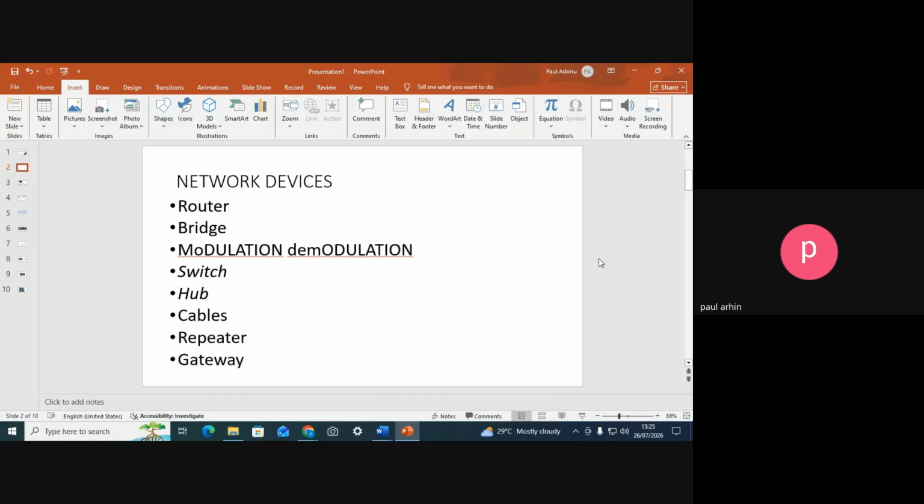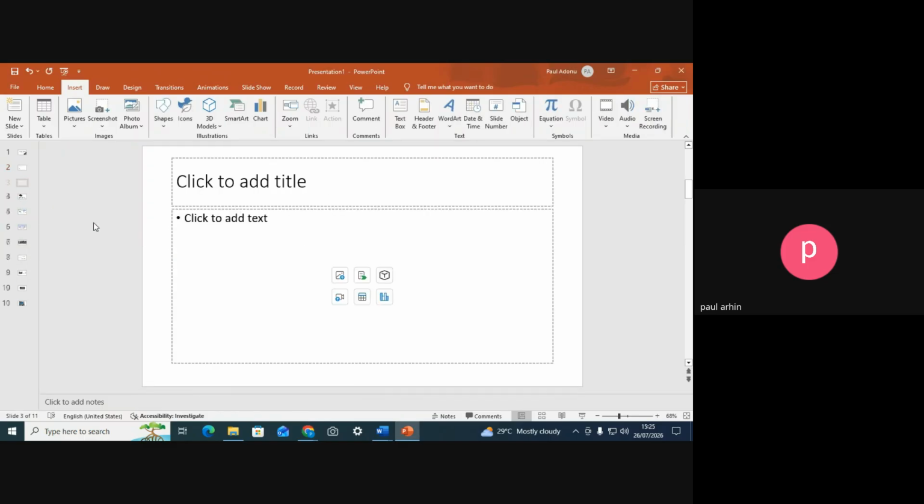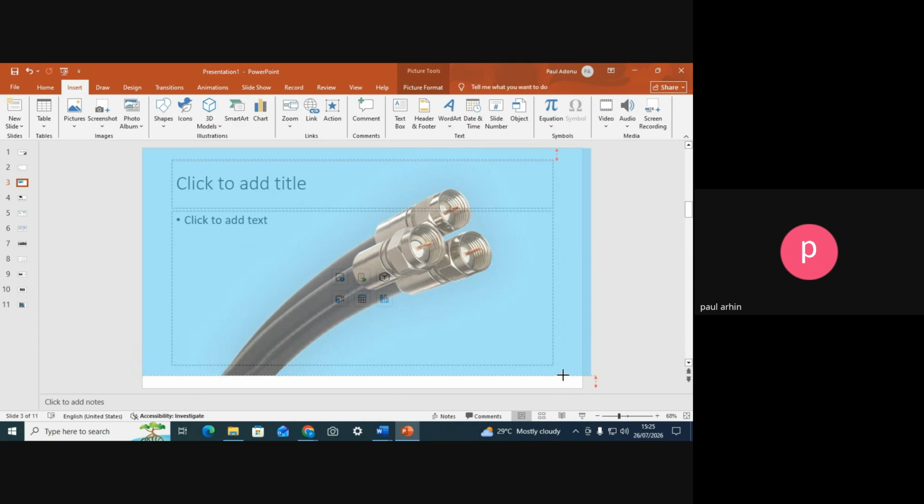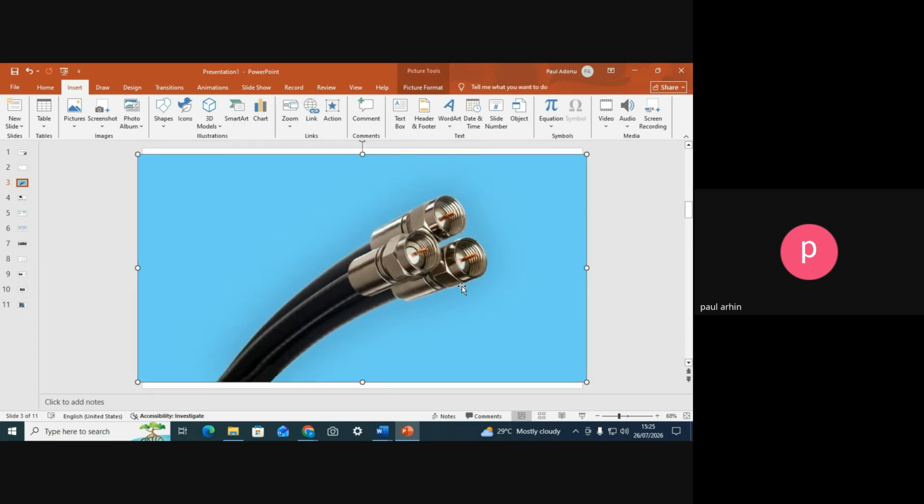There's a cable that we call the coaxial cable, C-O-A-X-I-A-L cable. Let me quickly get an image of the coaxial cable and why we even call it a coaxial cable. Okay, so there's the coaxial cable. This is how they appear.